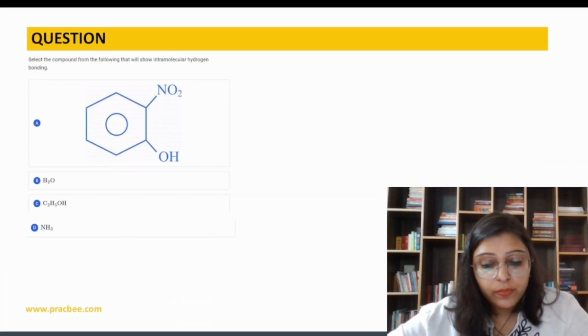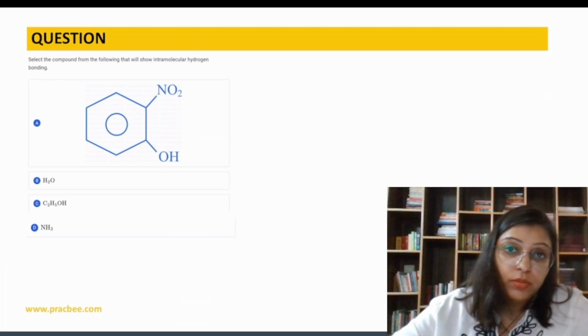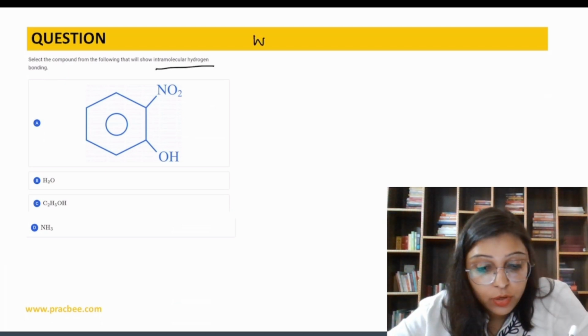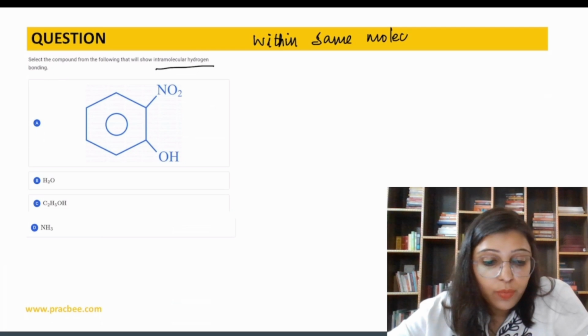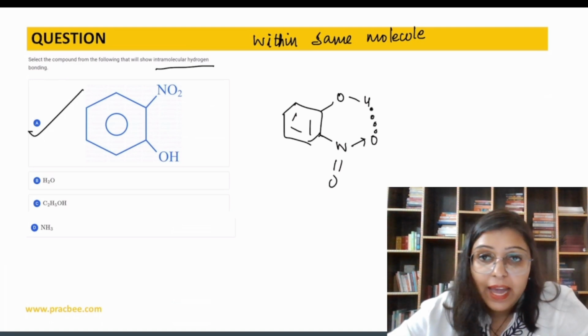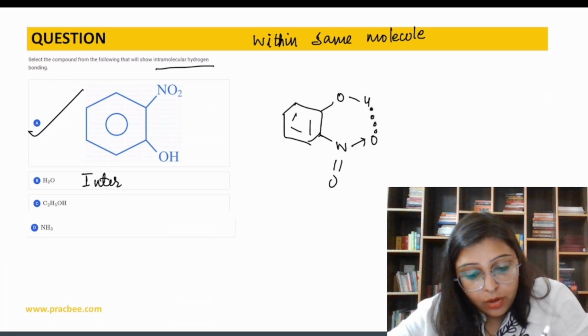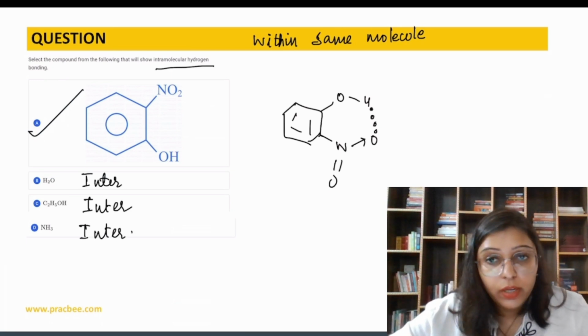Now let's do the next question. Select the compound from the following that will show intramolecular hydrogen bonding. Intramolecular hydrogen bonding means within the same molecule. So obviously that is going to be orthonitrophenol, right? Orthonitrophenol. So we have intramolecular hydrogen bonding. So that's the answer. In H2O, we have intermolecular. In alcohol, we have intermolecular. And in NH3, we have intermolecular hydrogen bonding, not intramolecular hydrogen bonding.